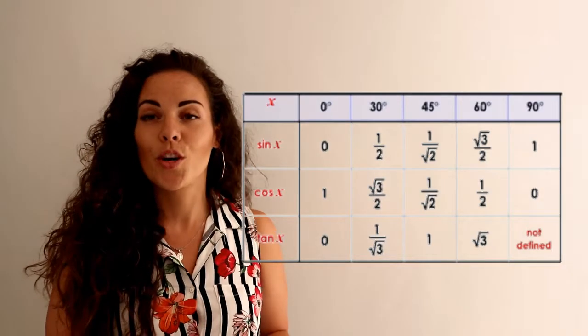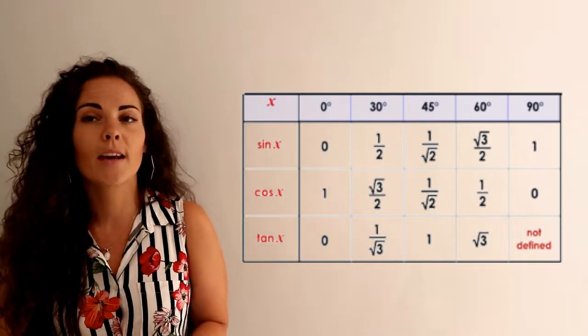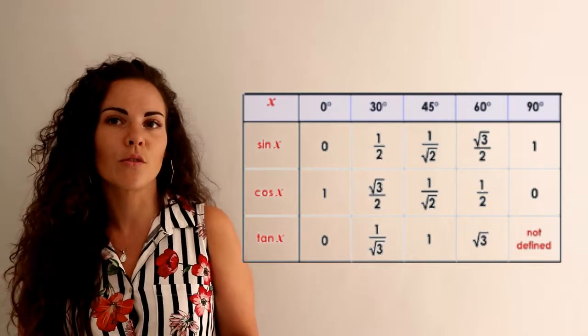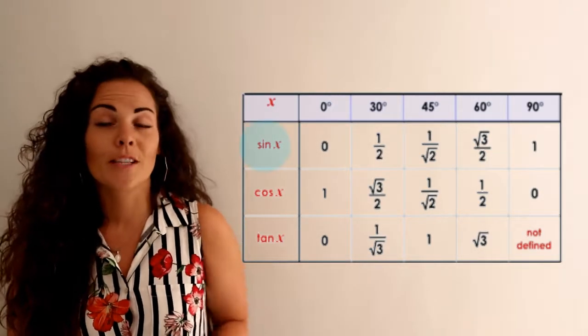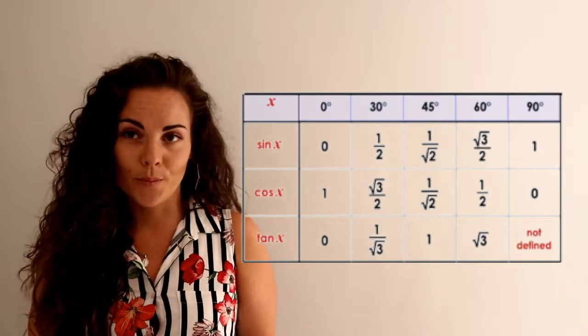These are the trigonometric ratios, and you're expected to know them by heart in the exam. They can come up in the non-calculator exam, so you're expected to remember them without using a calculator. For example, you're expected to know that sine 30 is a half. So how can we remember them?